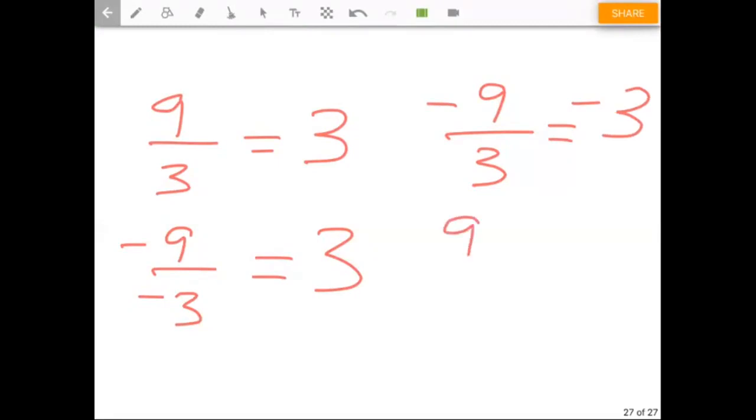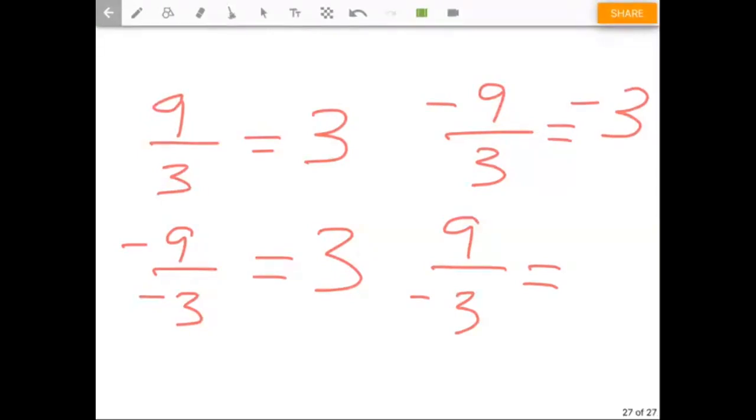And then 9 over negative 3 would be -3. Negative, same thing, -3. Yep. I better shut up so somebody else can answer.